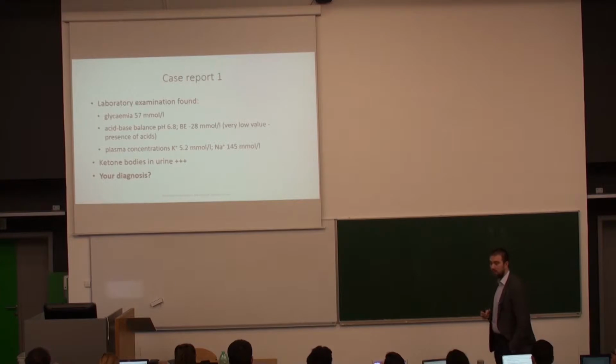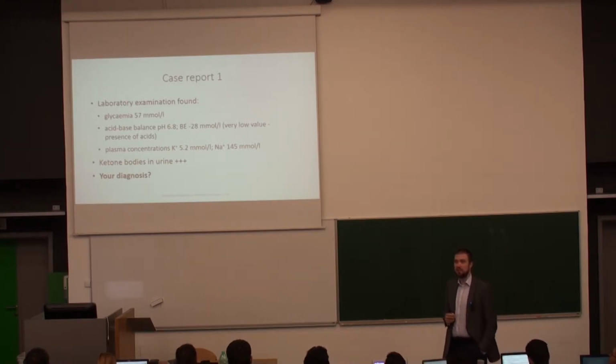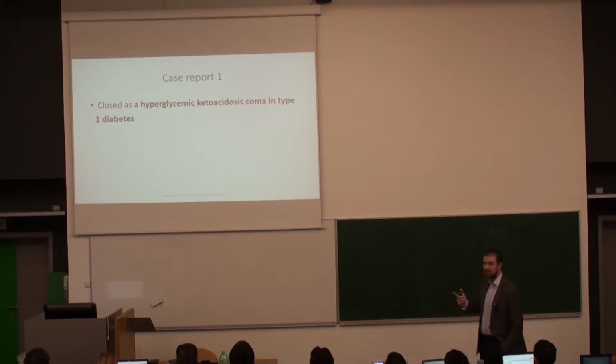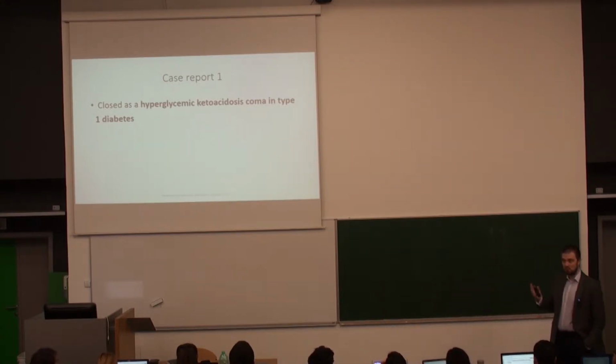So what would be your working diagnosis for this? And please do not press the other thing. Ketoacidosis. Yes, ketoacidosis. Diabetes and hyperglycemia. Yes. So it's a patient with hyperglycemic ketoacidosis, in coma due to type 1 diabetes.